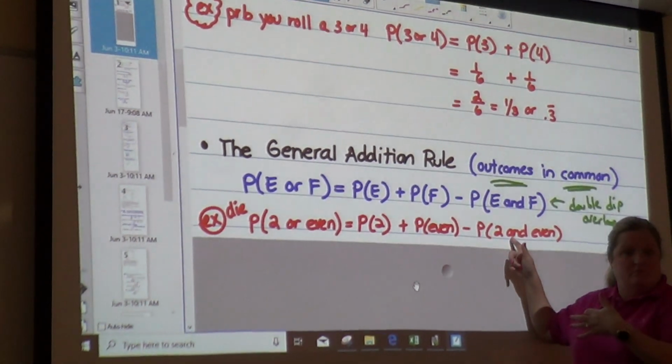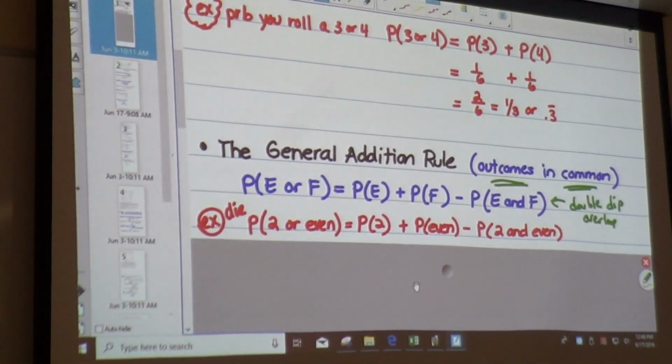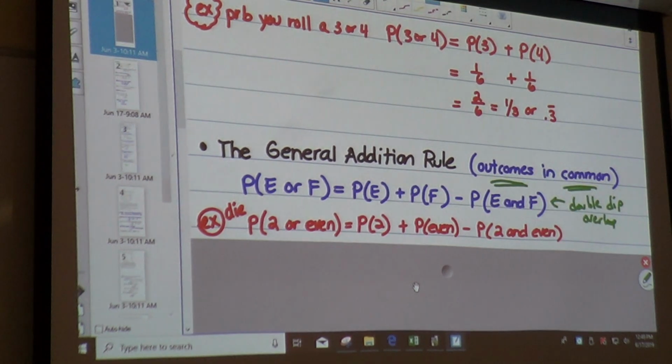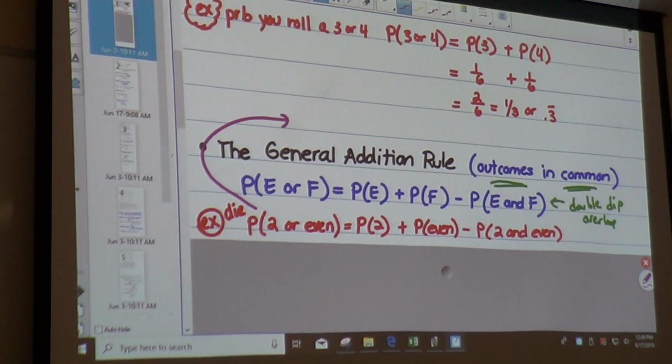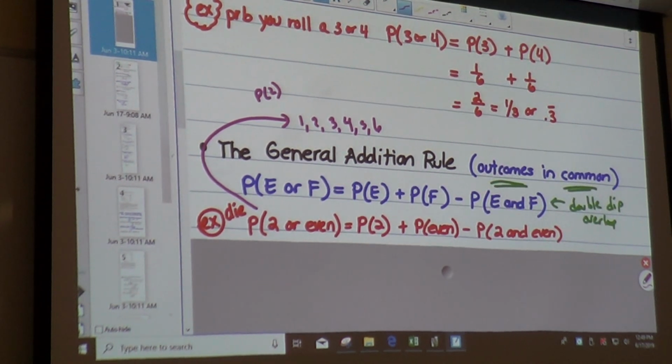which is what I call double dipping. Okay? I'll come up over here just a second. So, do we agree that in our sample space, there's 6 outcomes? What makes me happy for the first one is a 2. So what is the probability of getting a 2? 1 out of 6. What's the probability of getting an even? 3 out of 6.